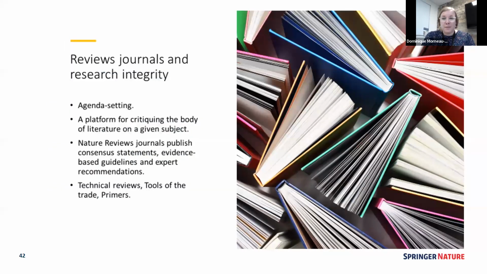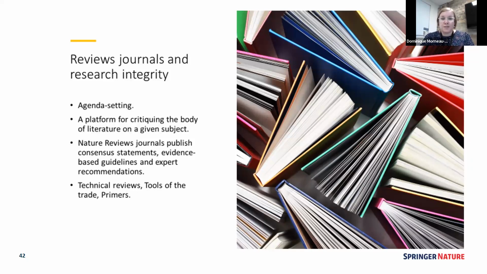So it may not be immediately obvious that reviews journals have much of a role to play in promoting and ensuring research integrity. And the Nature Reviews journals are authoritative in agenda setting. They provide a platform for critiquing the body of literature on a given subject. And this includes the best ways to conduct research.